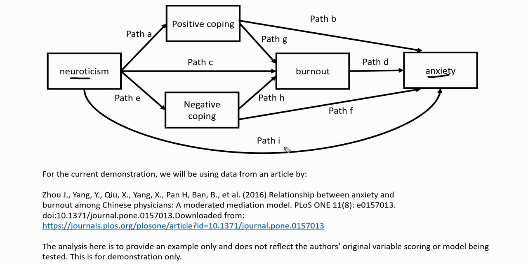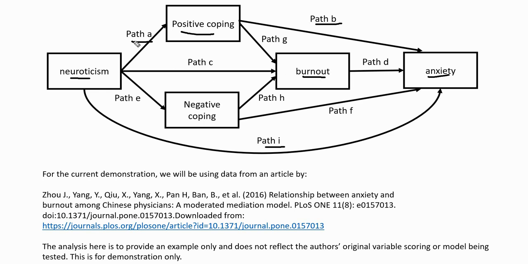And so the path we have right here is the direct effect of neuroticism on anxiety, but we're also positing that there are several specific indirect effects through different mediators. So you'll see that we're positing that the effect of neuroticism on anxiety might flow through positive coping, so that would be computed as a product of paths A and B.